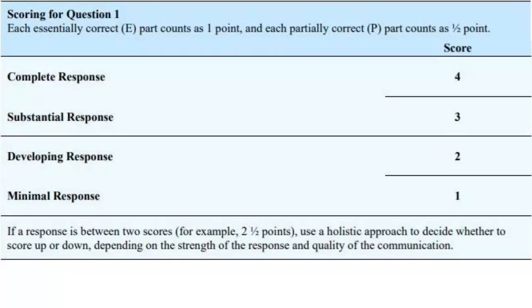Each E is a 1. Each P is 1/2. If they get a 1.5, that would round down to a 1. 2.5 would round down to a 2. 3.5 would round down to a 3. Once you are finished putting the score of either 0, 1, 2, 3, or 4 on the paper, please go ahead and close it, find the name on the front, and return it to that person.